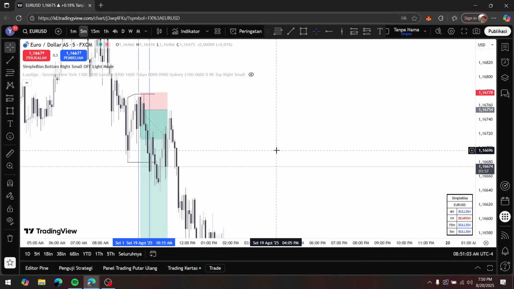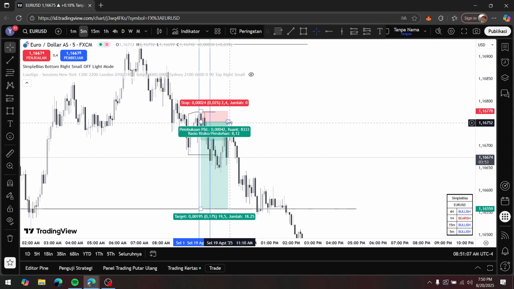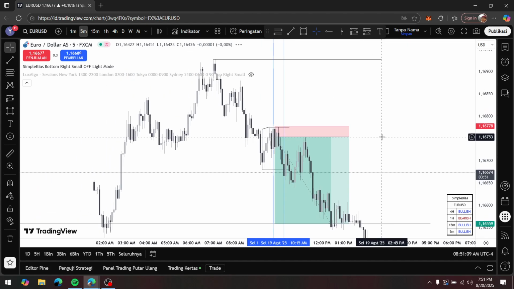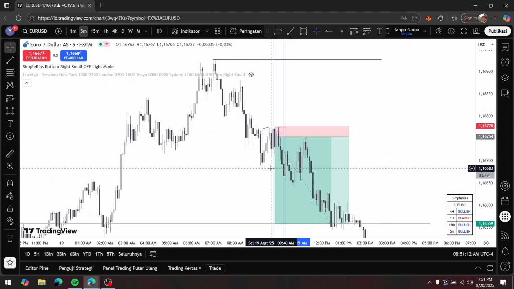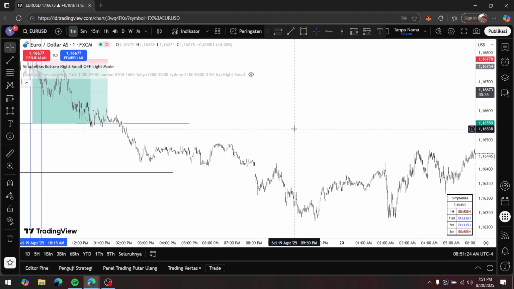So the first thing why I trade this silver bullet, because when it's in the 9:45 p.m. it's a silver bullet session, so it's a 9:45.